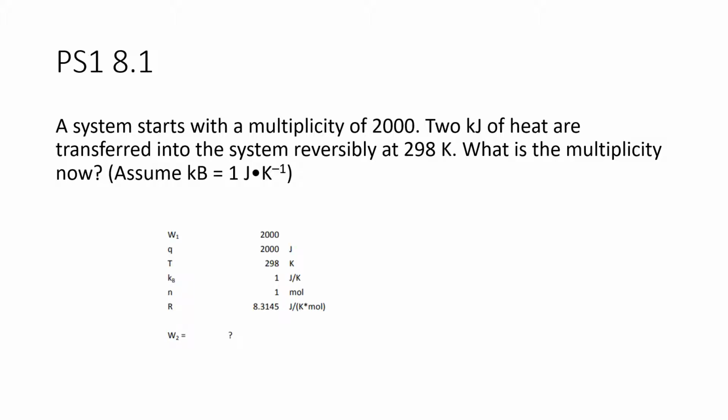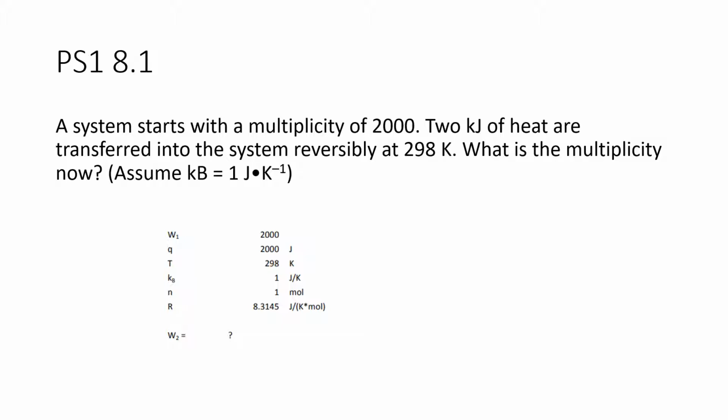So again, we're going to list out everything that we know. So W1 is going to be equal to 2,000. We had 2 kilojoules of heat that are transferred to the system, so Q is equal to 2,000 joules. T equals 298 Kelvin. Kb is going to be 1 joule per Kelvin. This is not always it, but it's telling us to assume that. Our moles are going to be 1 n. And R that we're going to be using is 8.3145 joules per kelvin mole. Now we're going to solve for W2.